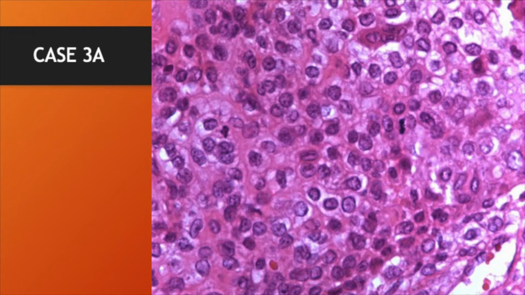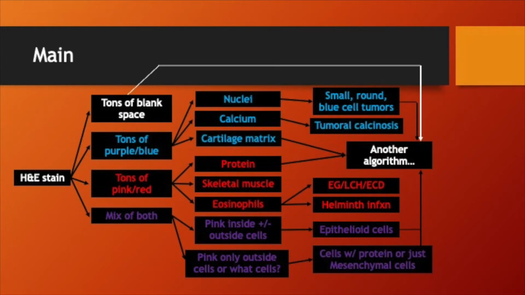All right, here's our next one. And you can see here I labeled this case 3A, and that's because this is a diagnosis that falls into multiple algorithms. So don't worry, you're not wrong if we picked a different algorithm on this one. You're going to see in case 3B, we're going to work through this using the other algorithm that this falls into. So again, the first thing we look at is the H&E stain.